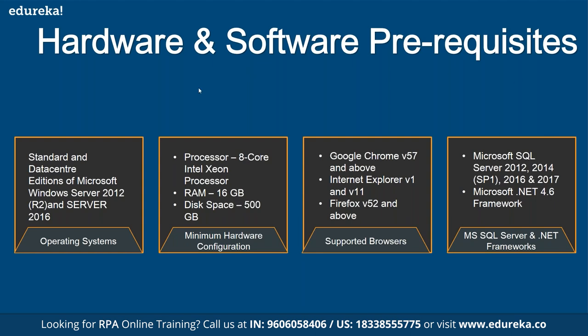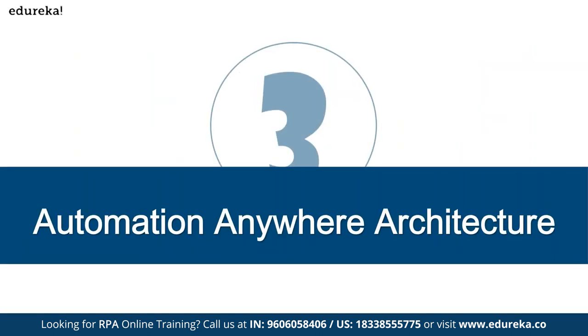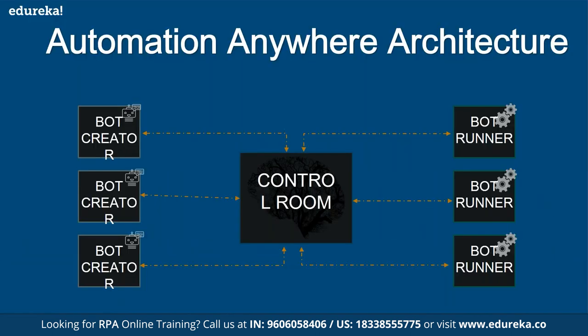Okay, so these are the hardware and software prerequisites. Now the Automation Anywhere architecture. We have three main components in the Automation Anywhere architecture, guys. One is the control room, the bot creator, and the bot runner. These are the three primary components of the Automation Anywhere architecture.